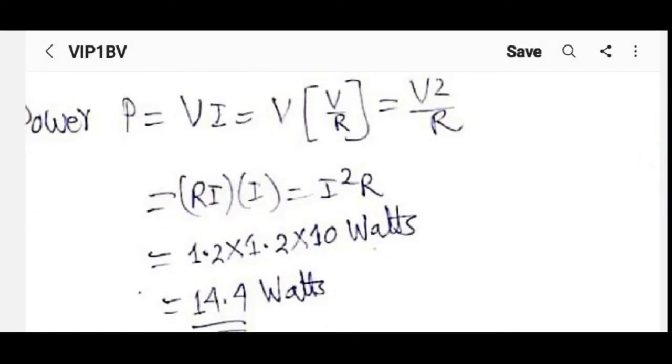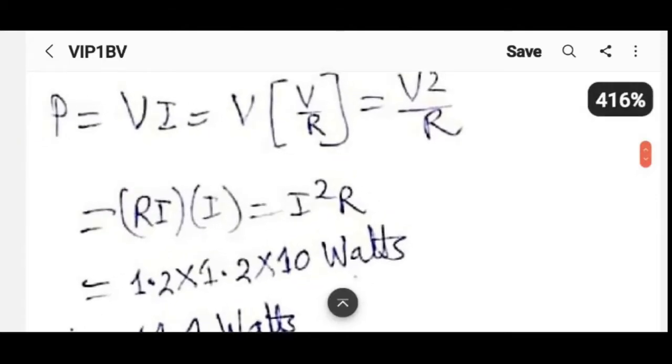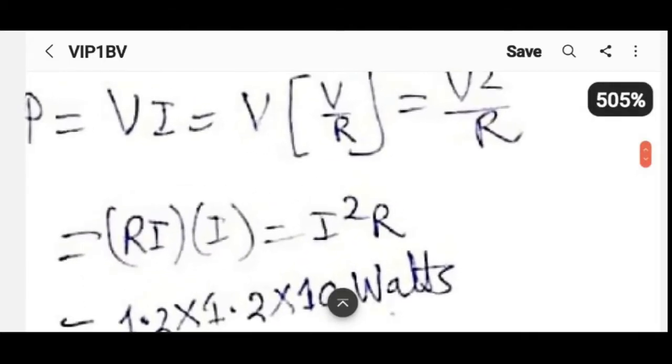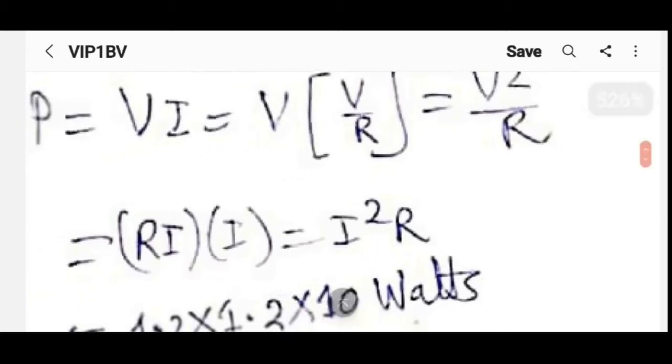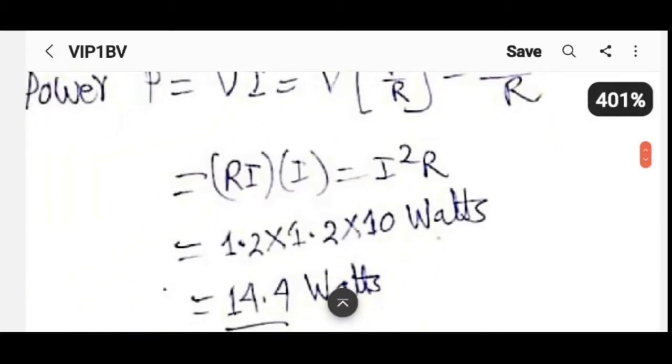And since I is V divided by R, you can also write the same as V square divided by R. Or since V is RI, you can also write power as I square R. There are three different ways of writing the formula for power. Either you write VI, or I square R, or V square divided by R. It's the same thing. Either way, the answer will be 14.4 watt.